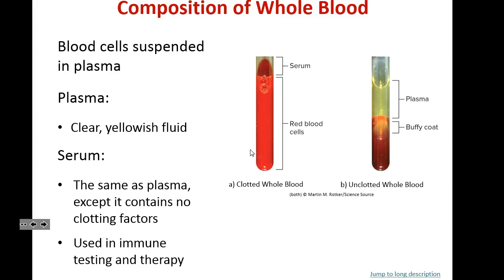Here is the composition of whole blood. Blood cells suspended in plasma. Plasma is the clear yellowish fluid. See right here where I'm pointing? Plasma. Serum is the same as plasma, except it contains no clotting factors. Serum right here. It's used in immune testing and therapy. Plasma and serum. Blood cells are suspended in plasma.